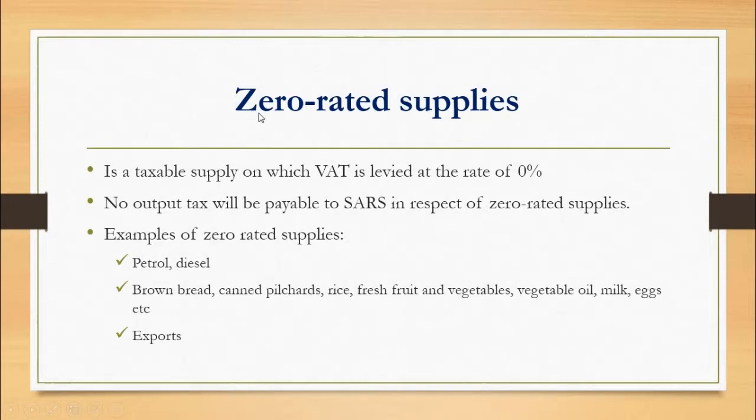But in this case, if an item has been categorized as a zero rated supply, that means it's got a 0% to it, right? So no output tax will be payable to SARS in respect of the zero rated supply. You did not charge any tax on these goodies, so that means there is no amount that must be paid to SARS. So what lies in this category or in this zone? We've got petrol, diesel, brown bread, canned vegetables, rice, fresh fruits and vegetables, vegetable oil, milk, etc., and exports.